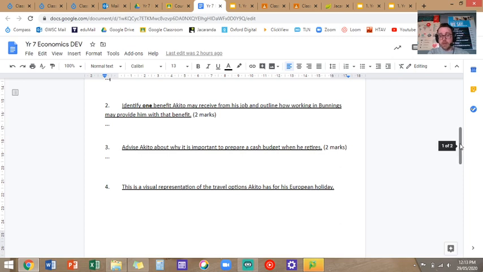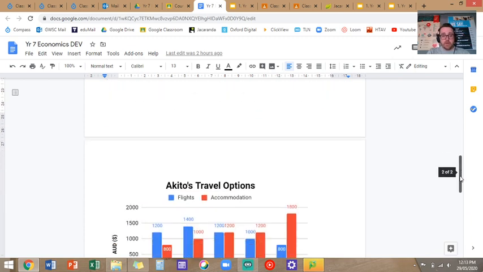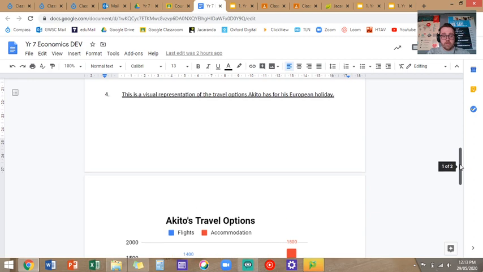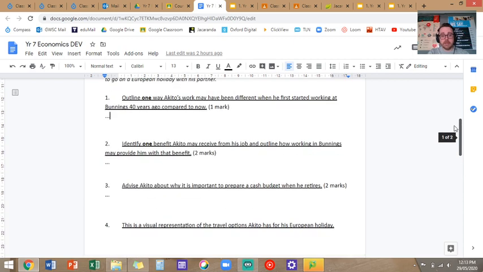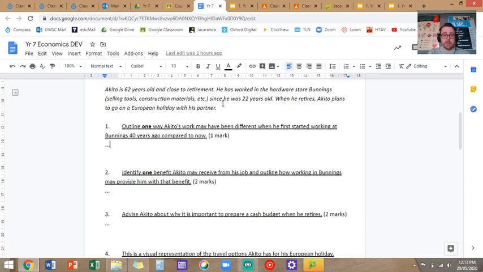Question 4. So question 4 asks you to look at this little graph here. This is a visual representation of the travel options Aikido has for his European holiday. So you mentioned in the case study that he's just retiring and he's going to go on a European holiday with his partner.